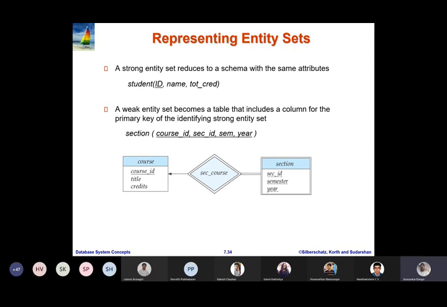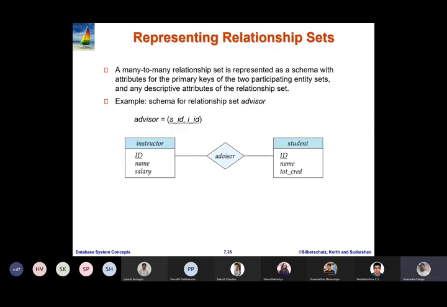So the section entity set is a weak entity set. It is represented by the union of the primary key attribute of the strong entity set on which it is dependent with all the attributes that are present in the weak entity set, right? So this is how we represent the weak entity set section. And whenever you need to represent the relationship sets, it should contain the primary key of the participating entities, right?